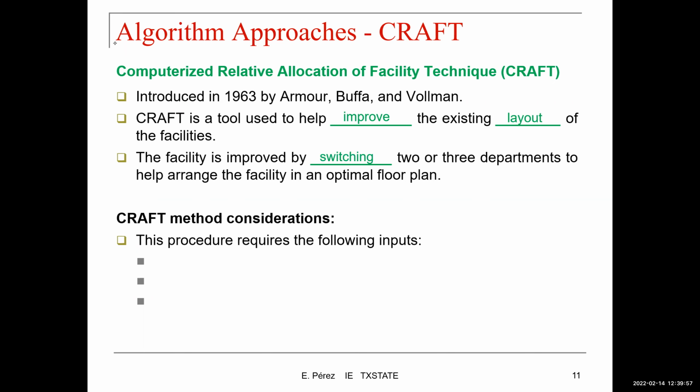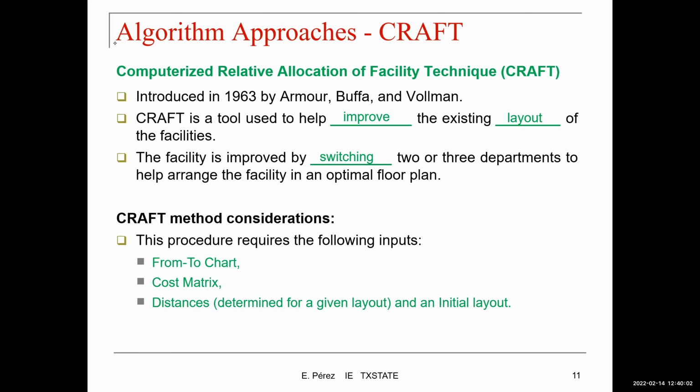The considerations for this algorithm require these three. The from-to chart, which is the chart telling you the amount of flow happening between departments. The cost matrix, so how expensive it is for you to move items from one department to the other. And then the distances, how far you are from one department to the other. Those are going to be determined for a given, initial layout. So we're going to compute that for the initial layout. That's going to be our benchmark.